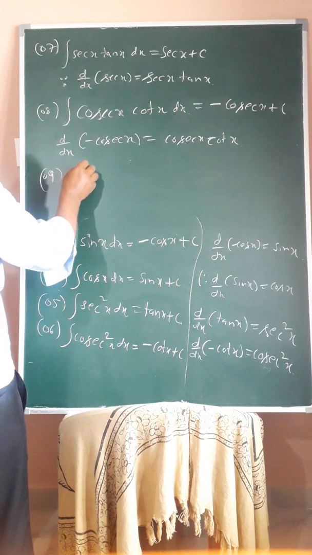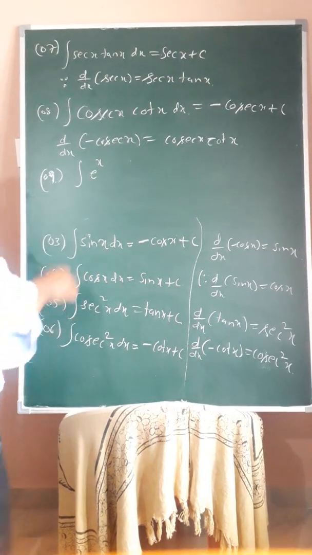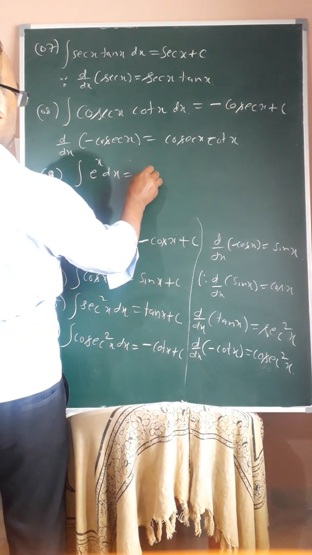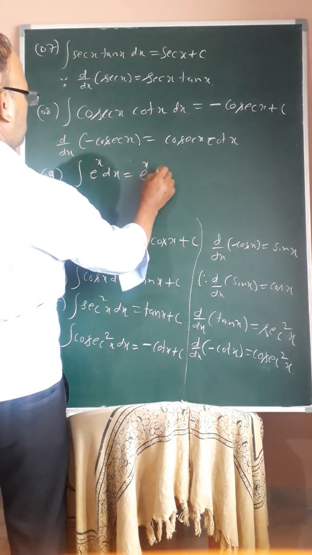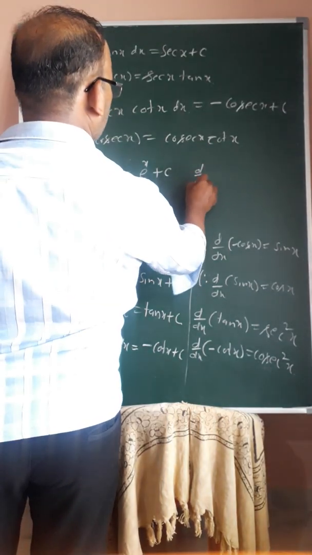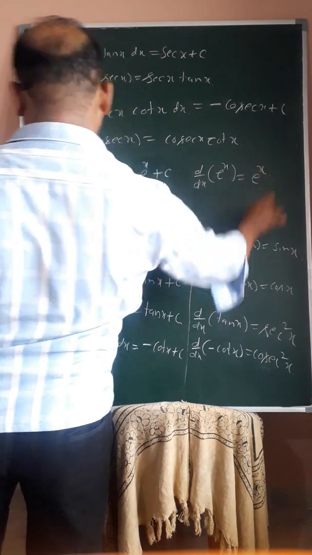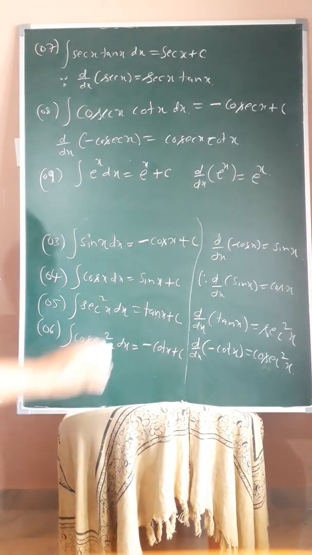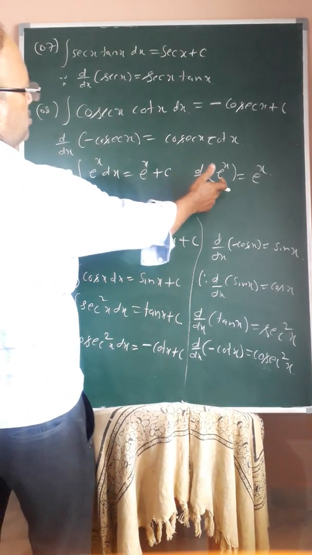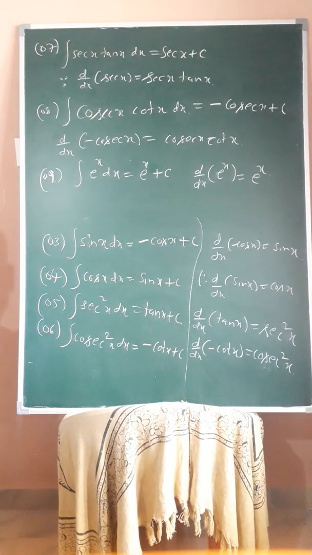Ninth one, integration of e to the power of x dx is equal to e to the power of x plus c, because derivative of e to the power of x is equal to e to the power of x. Both integration and differentiation are the same for e to the power of x, the exponential function.